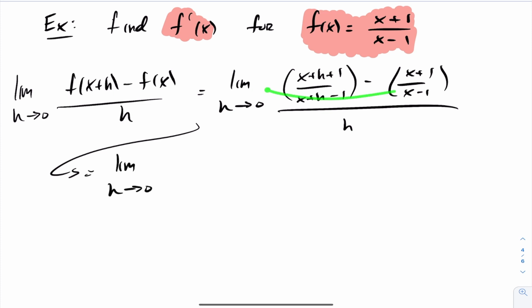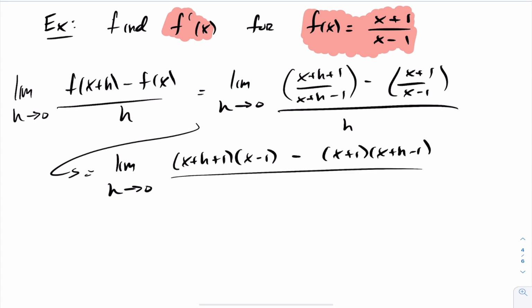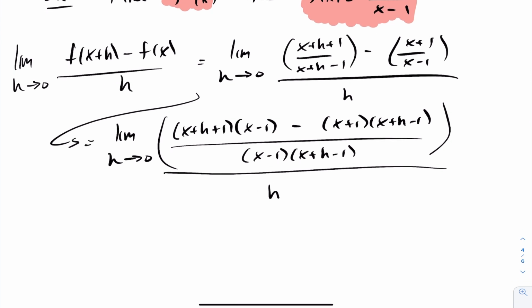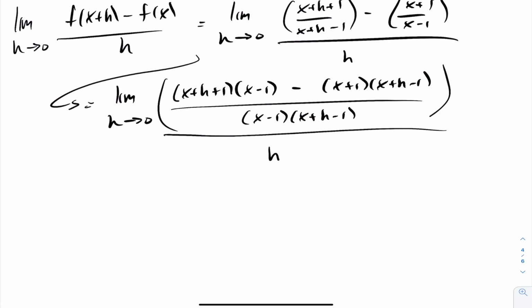I'm going to have to get a common denominator here. So doing that, we're going to have x plus h plus 1 times x minus 1 minus x plus 1 times x plus h minus 1, and that entire expression over x minus 1 times x plus h minus 1. Take that whole thing and go about and divide that by h. So now in this case here, we're going to want to expand everything out and hope for some cancellation. On top of that, this h value is over 1. So when I multiply by the flip, you're essentially just multiplying the h right here. So this becomes the limit as h goes to 0.